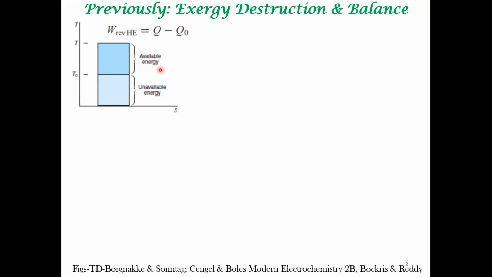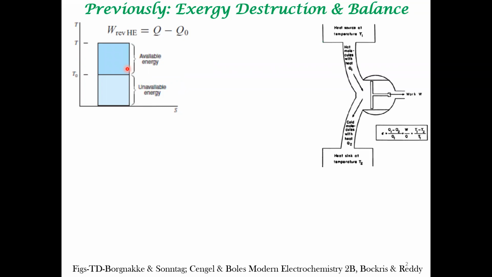We did this by presenting information available in a TS data, how you can see that only a part of the heat that is transferred from a high temperature reservoir is available for doing work. We also rationalized this by looking at a Carnot engine from a molecular perspective.